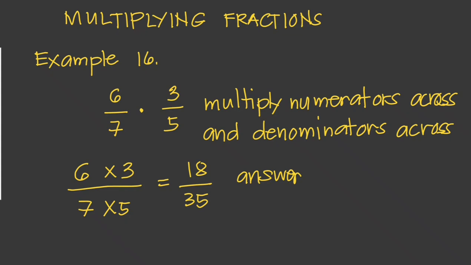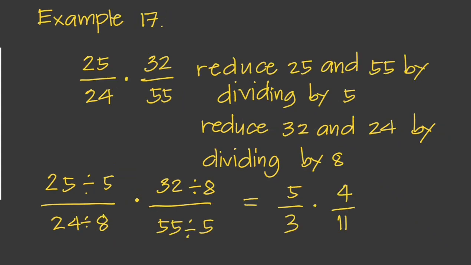When multiplying, we can reduce our fractions before we multiply, or we can just reduce later when we get our final answer. Okay, another example: 25 over 24 times 32 over 55. Here, we can reduce 25 and 55 by dividing by 5, and we can reduce 32 and 24 by dividing by 8.